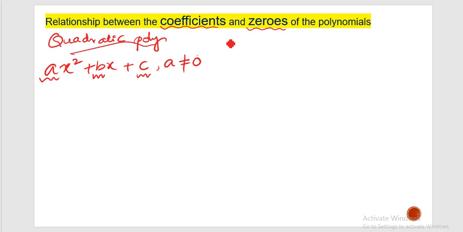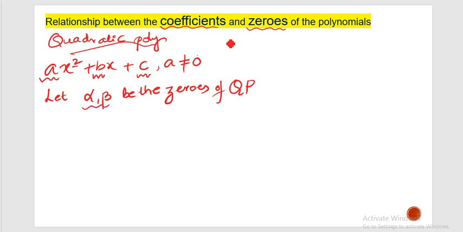Now in this particular context, we are going to discuss the relationship between the zeros and the coefficients. Already we have discussed coefficients. Now let us talk about zeros. Let alpha comma beta be the zeros of this particular quadratic polynomial. Since the degree is 2, we can clearly say it has only 2 zeros, which I have considered as alpha and beta.